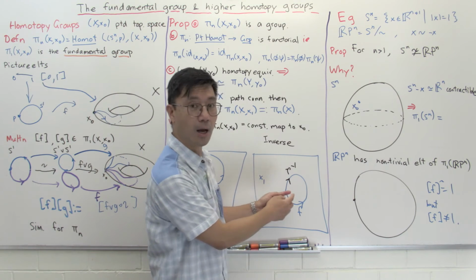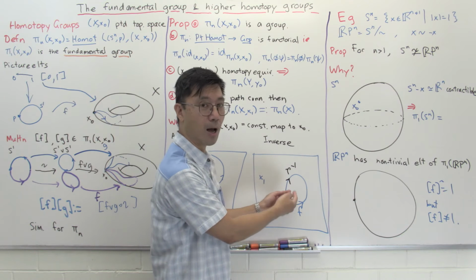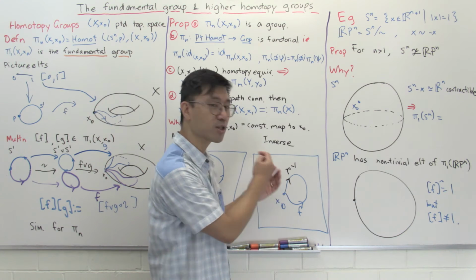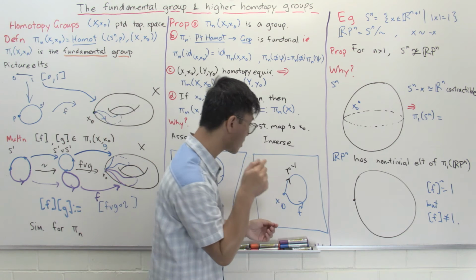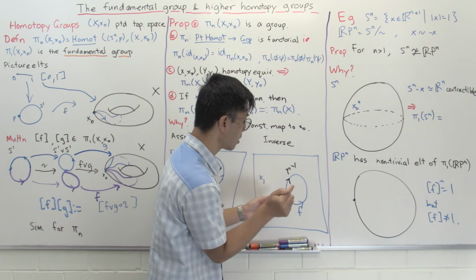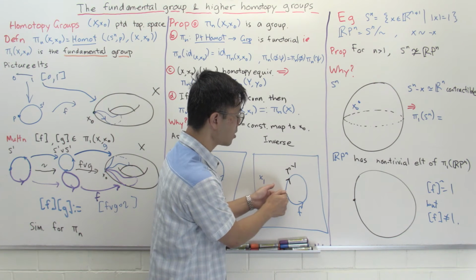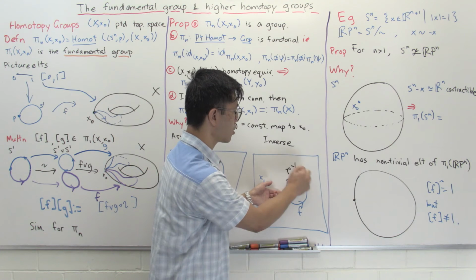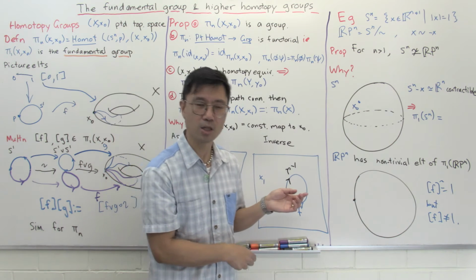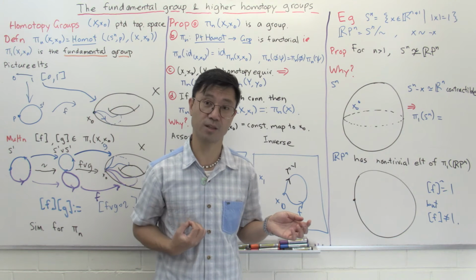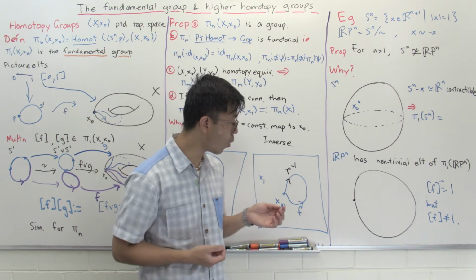Firstly, to be the inverse means that when you compose it with the original, you get the identity, and the identity is the constant map here. So what is composition? That's the loop which means that you go here and then you come back. So I need to show that these two loops are homotopy equivalent. Why is that the case?